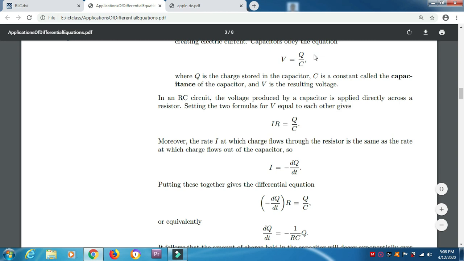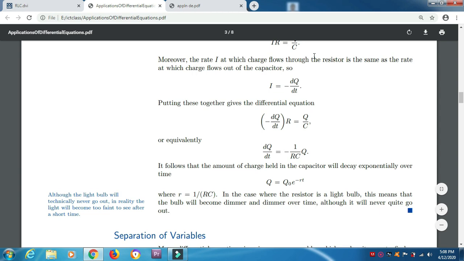It follows that the amount of charge held in a capacitor will decay exponentially over time: Q equal to Q naught into e power minus rt, where r equals 1 by RC. So in the case where the resistor is a light bulb, this means that the bulb will become dimmer and dimmer over time, although it will never quite go out.